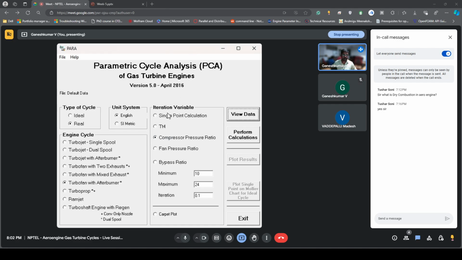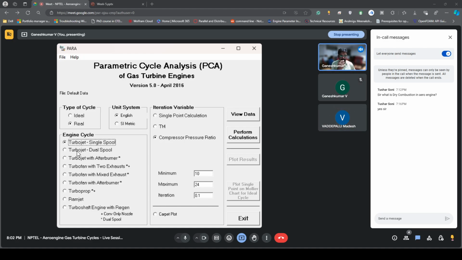Okay. So now, were you able to see this parametric cycle analysis for a gas turbine engine? I will show you how to get this software, but I will just quickly show you how to use this also.